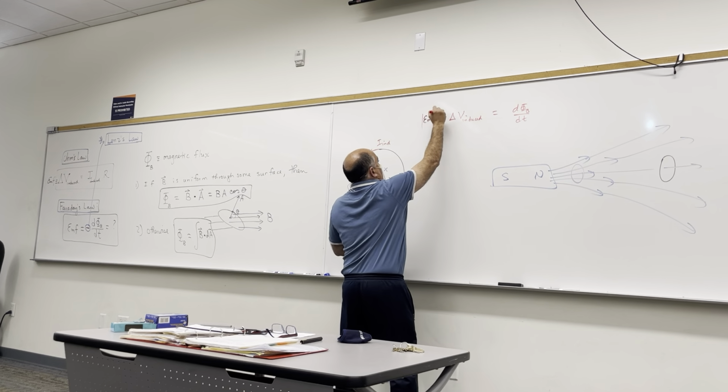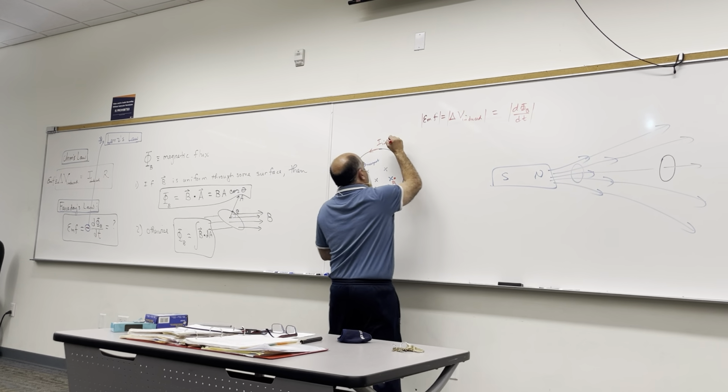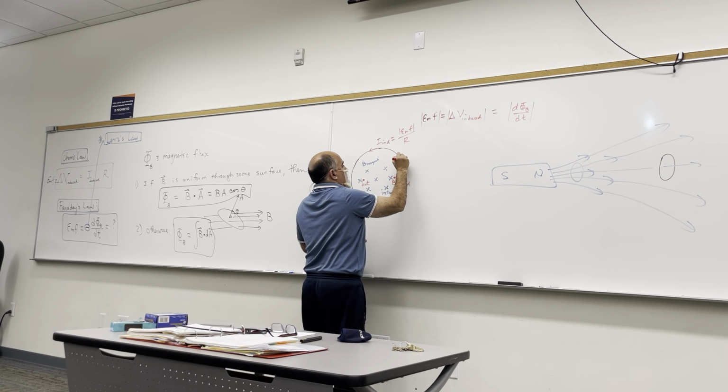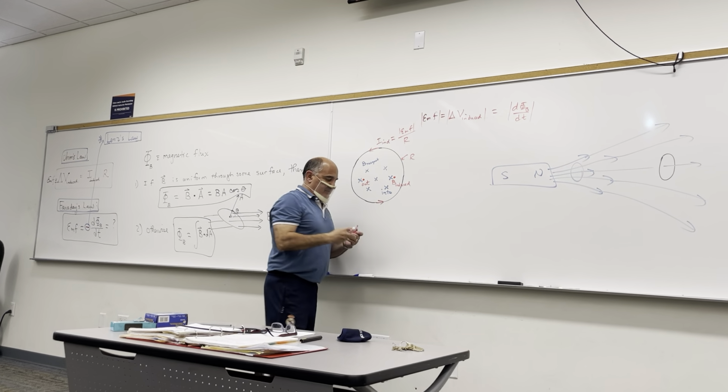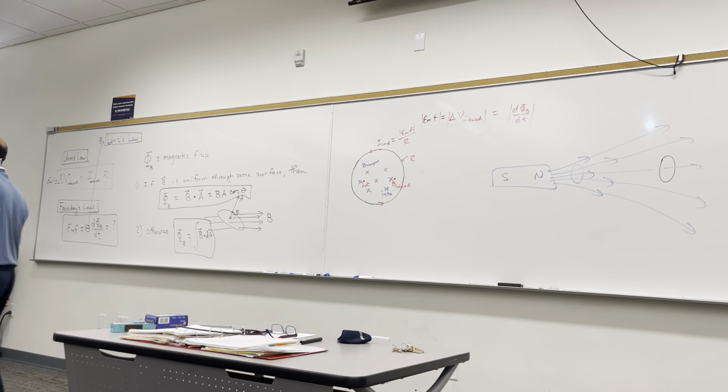If you like, you can call it just the absolute value of it, right? And then the induced current is going to be just that EMF divided by the resistance of the ring. So Ohm's law will tell you the magnitude of the induced current as it relates to the induced voltage. But Faraday's law will tell you what that induced voltage is going to be.